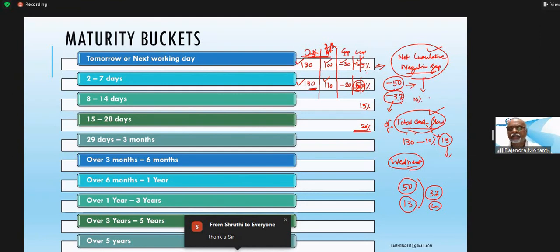So either the question will ask what is the amount of difference, or the question will ask how much your negative cumulative gap has exceeded the prescribed limit of RBI. So you can convert that 37 into percentage and say that this is the percent.